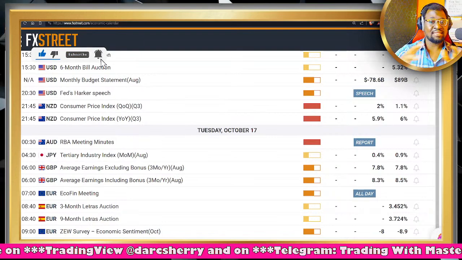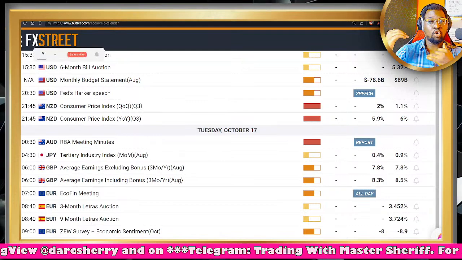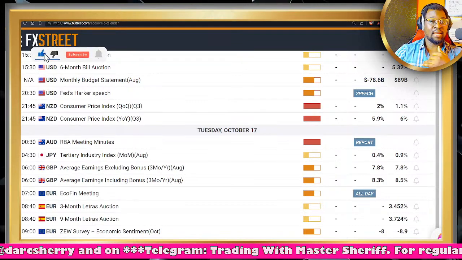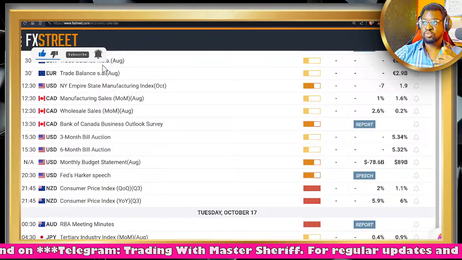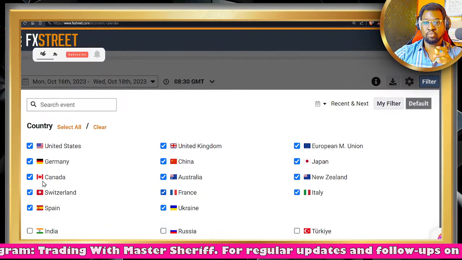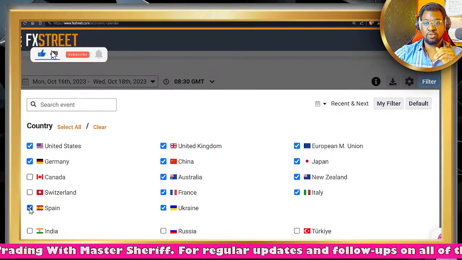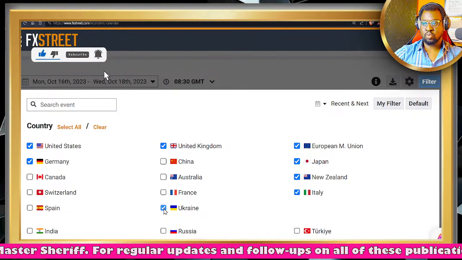And based on the asset we are looking at for this week, we are going to be focusing on the United Kingdom and the United States economic docket. Now for today, there are no high impact events. So what I'm going to be doing here is to filter in the medium impact event. So let's take all these ones out.